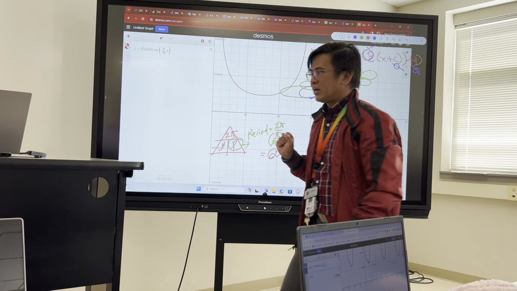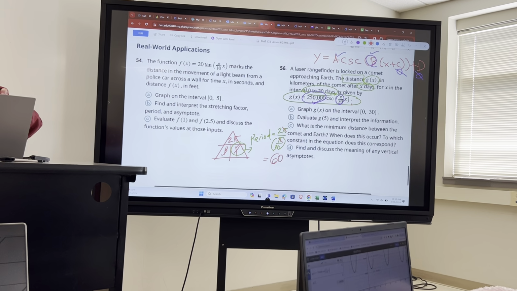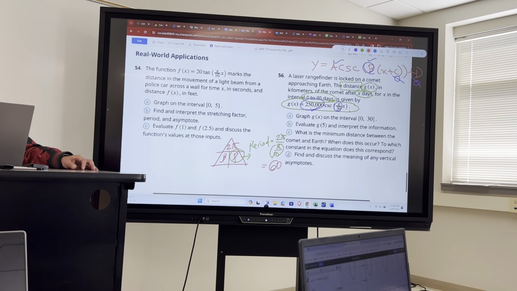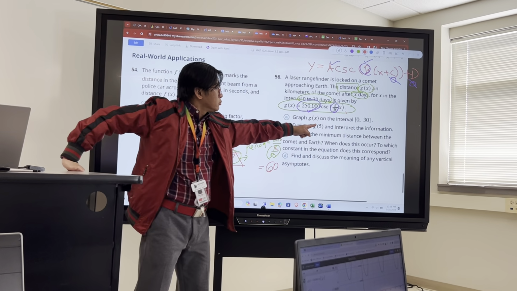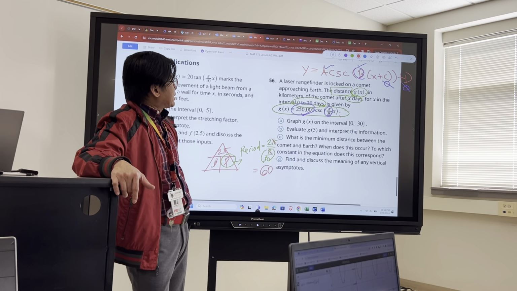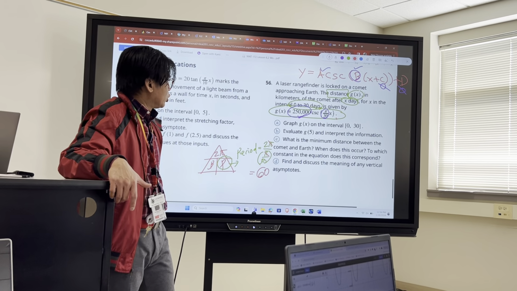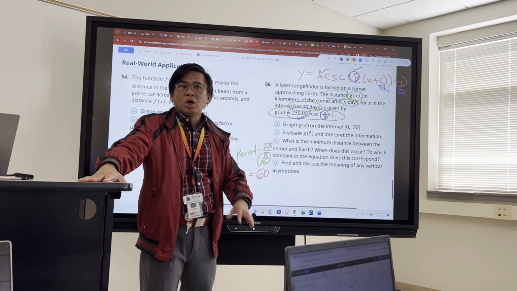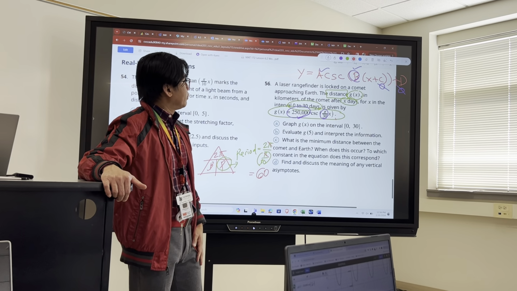Now, let's answer some more questions. Letter B. Logan, let's read letter B. Evaluate G of 5 and interpret the information. So once again, your G is the distance of the comet after X days, so your X is in number of days. So when you say G of 5, that means on the 5th day, how far is this comet from the Earth?